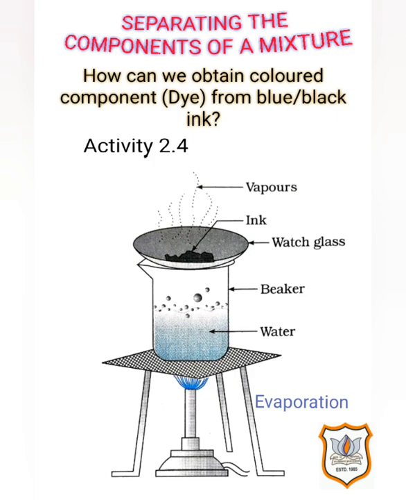So, ink is a mixture. Ink is a mixture of dyes in water. By the method of evaporation, a volatile component, the solvent, can be separated from its non-volatile solute. So, we can say evaporation is the best method to separate the dye from blue black ink as shown in the figure. This is one of the methods of separation.